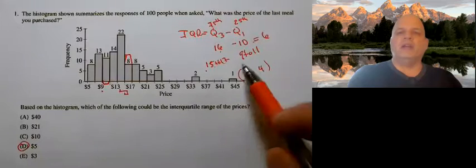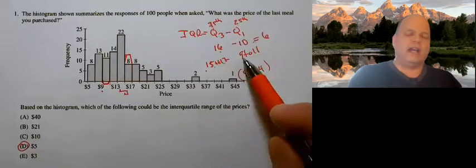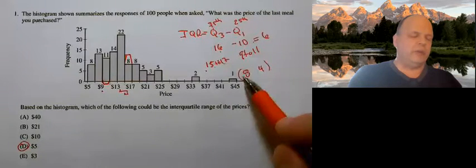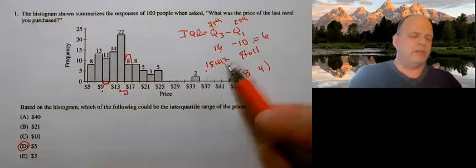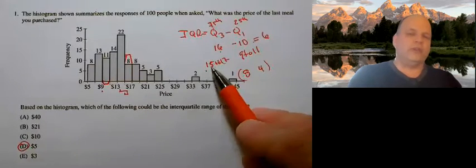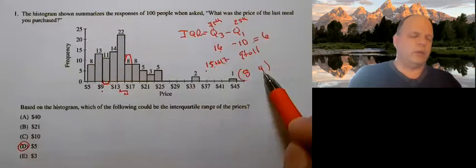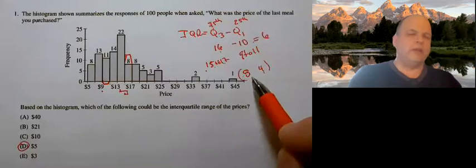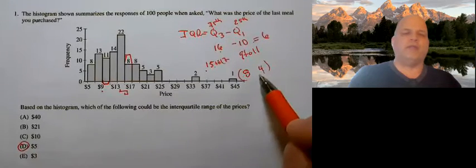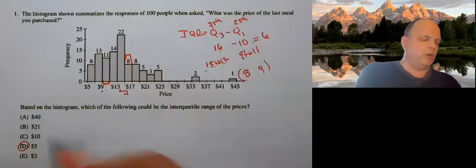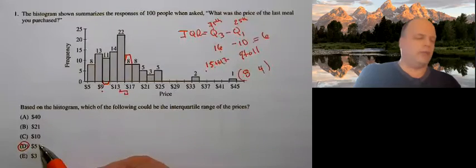Let's try that again. 17 minus 9 gives me the 8 because that's my highest and that's my lowest. And then my lowest over here, 15 minus 11 is 4. And so this gives me the range of values somewhere between 8 and 4. And so the only one that lies within that interval is 5.